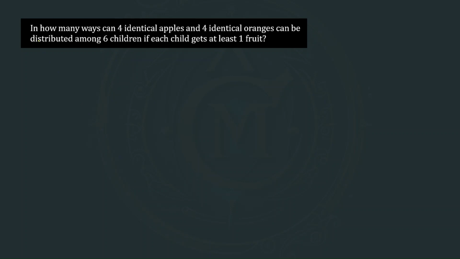The next problem says that in how many ways can four identical apples and four identical oranges be distributed among six children if each child gets at least one fruit. Okay, so there are six children like this: one, two, three, four, five, six, C1, C2, C3, C4, C5, C6, and there are four identical apples and four identical oranges. So we have to distribute them to each child such that each child gets at least one fruit.